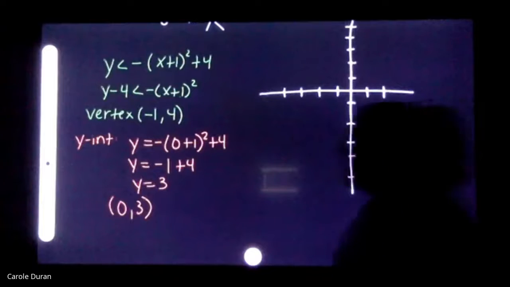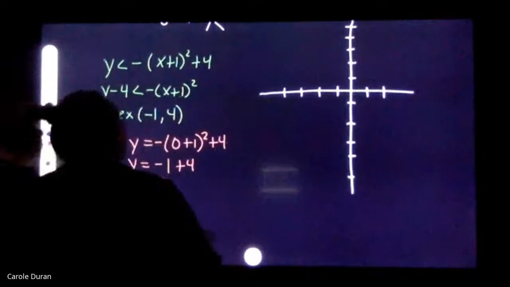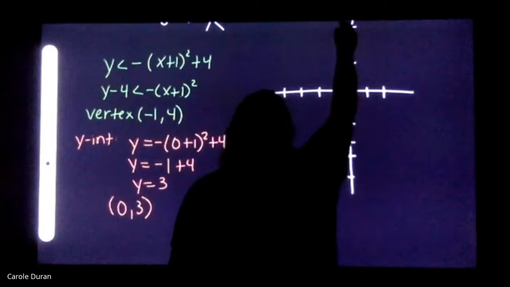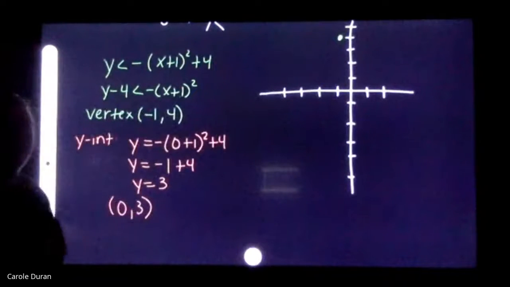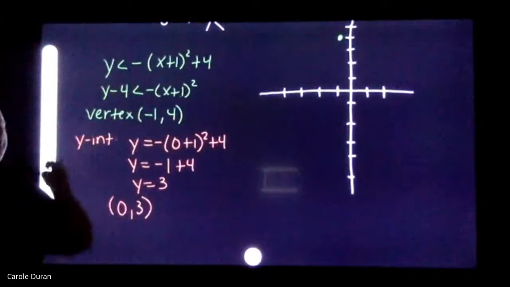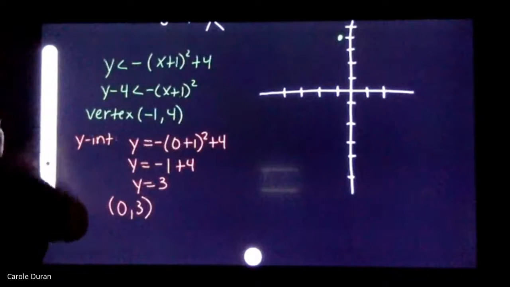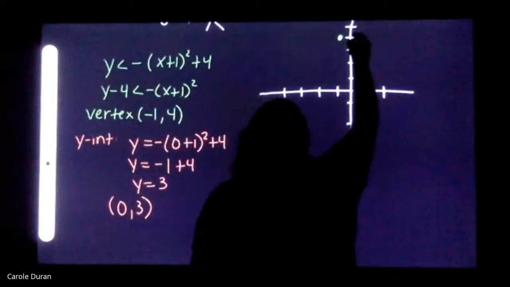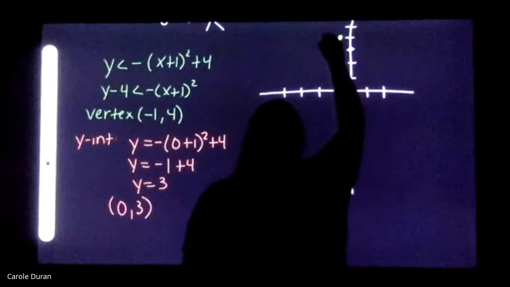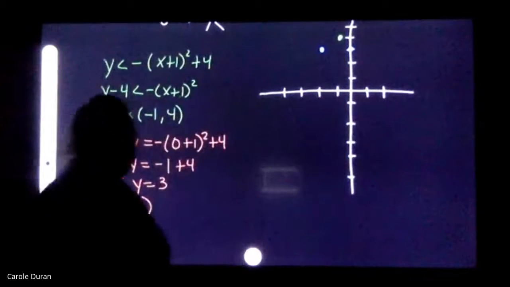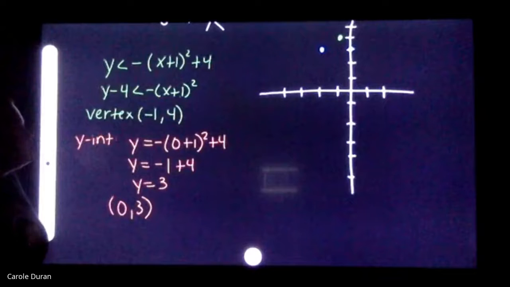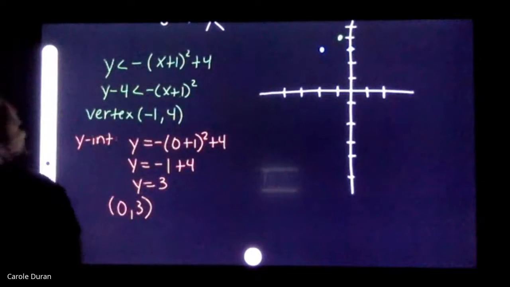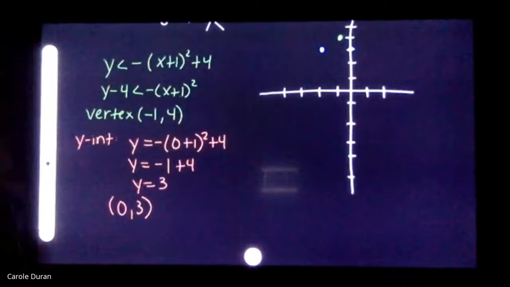I put my vertex down first, which is at negative 1, 4. Then I go ahead and put down my y-intercept, which is at 3. I find its match. And now I have 3 points. Since I have 3 points, I can go ahead and graph it.